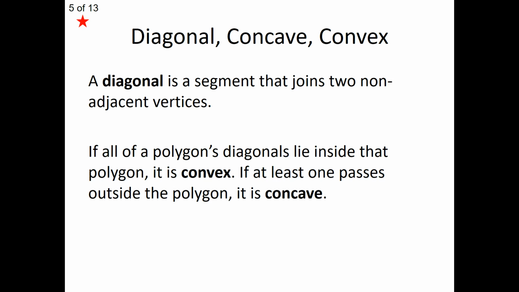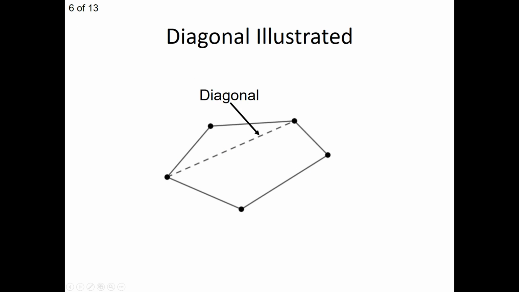Let's take a look at an example of what a diagonal is, and then we'll take a look at an example of what a concave and convex polygon is. So here's an example of a diagonal. Here is a 5-sided polygon, and this dashed line is an example of a diagonal. It's connecting 2 non-adjacent vertices. These 2 vertices here would be considered adjacent because they're already connected. But if you take a look at this vertex and this vertex, they're not connected, which means if I were to draw this dashed line in, I would consider that a diagonal.